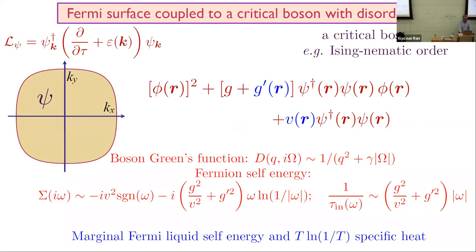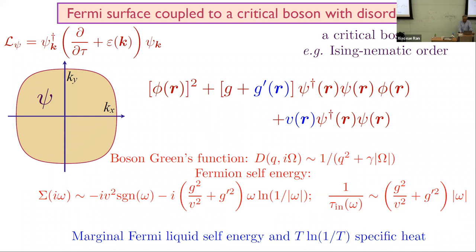What you find is that the results for the marginal self-energy don't change. So that's a relief. It's still a marginal Fermi liquid. We wanted that. But the coefficient becomes larger. So there are two contributions to the marginal Fermi liquid behavior. There's a term coming from G and the random potential that we just talked about, and the same comes from G prime. They both give you an omega log omega. And so the inelastic scattering rate is determined by both G and G prime.